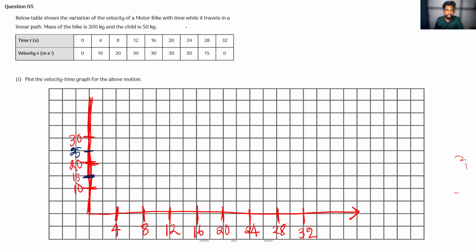I think now you can draw the diagram, right? Yes. Draw the diagram and send me the answers through WhatsApp. Quick, quick, quick.